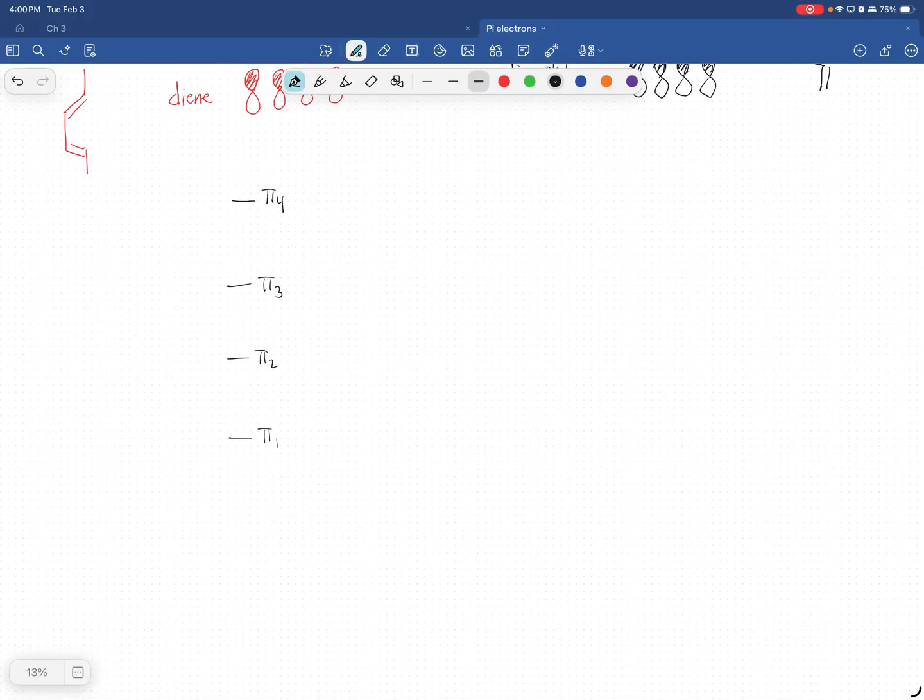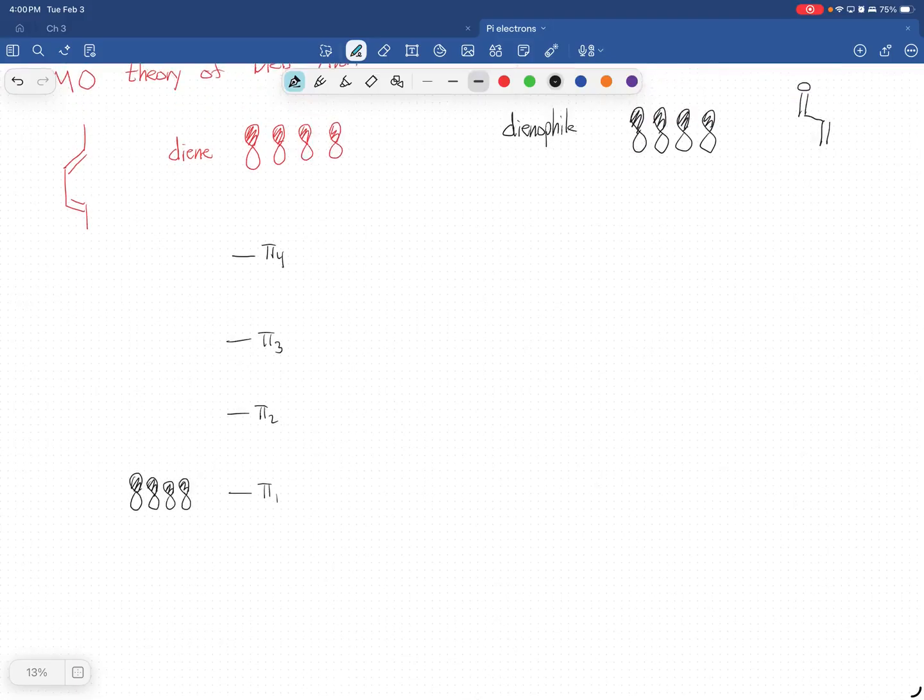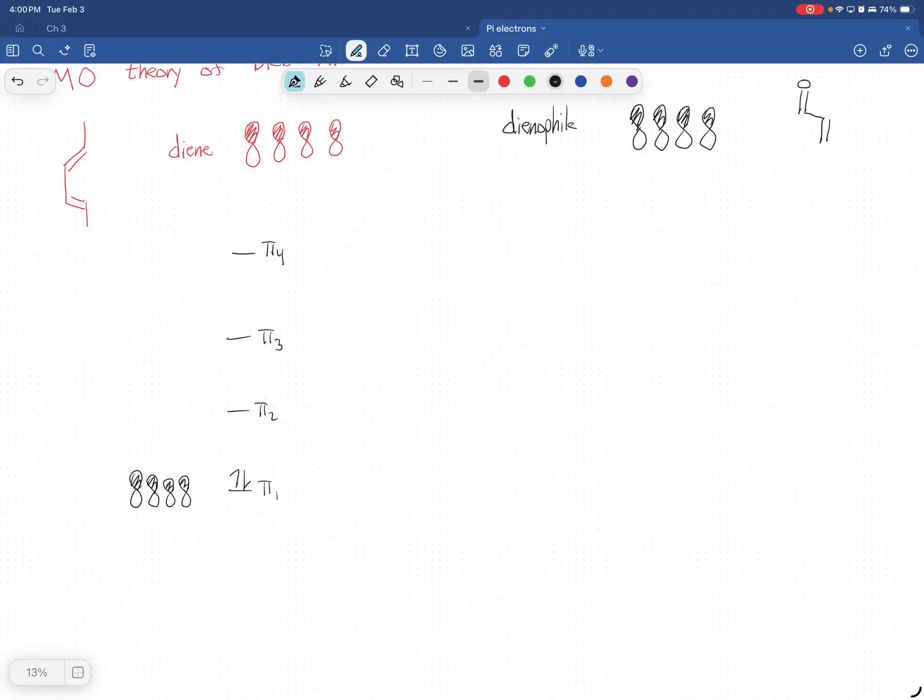Okay? So let's draw the easiest one, the pi 1. That's the bonding molecular orbital. Everything is filled. There are no nodes. So 4 p orbitals in sync right here. All right? And then for the diene, we have 4 electrons filling the lowest 2 energy orbitals.